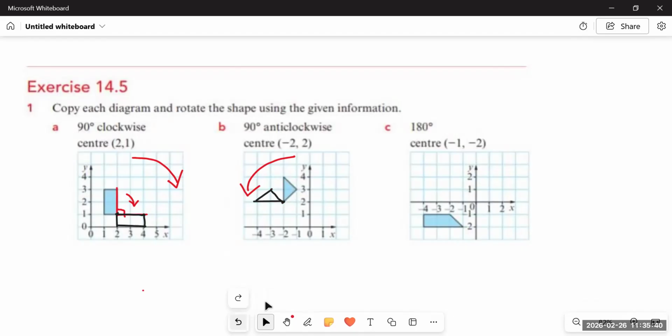Now comes part C. In part C, we have to rotate it 180 degrees. 180 degrees means it could be either clockwise or anti-clockwise. Let us first find what is the center. So since the center is -1, -2, and here it is, this one. And we have to rotate it 180 degrees. So let's say this is the line. We are rotating it in 180 degrees. So here it comes. Okay.